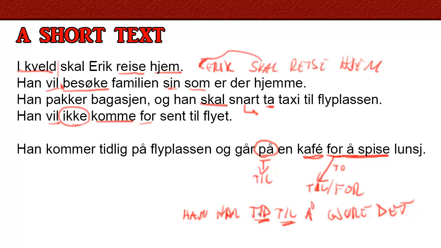So with time and money, "han har penger til ny bil", he has money for a new car. That means he has the money regardless, it's not in order to get the new car. Here he's going to a cafe in order to eat lunch. Again, this is just one of those small things.